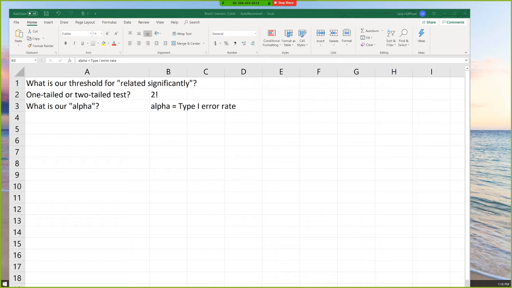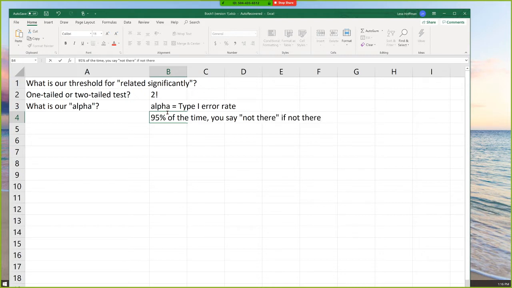So what 0.05 means is that 95% of the time you say no relationship there if not there. 5% of the time you say found it, but it was not there. Okay, that's the definition of type 1 error. Now, if you don't want to make a mistake, you are unwilling to have a high false positive rate, you change the alpha. You make it lower.